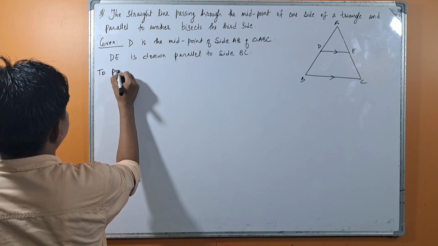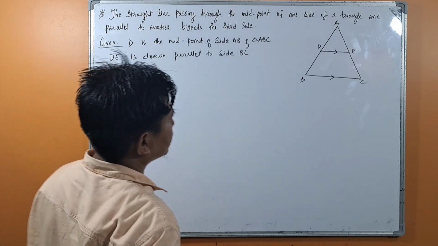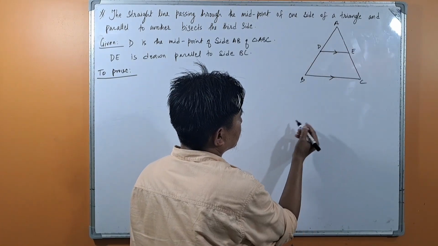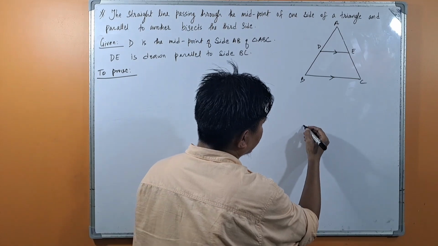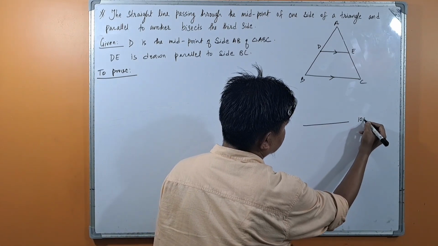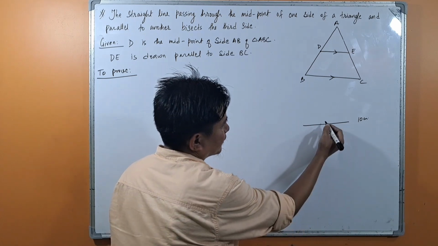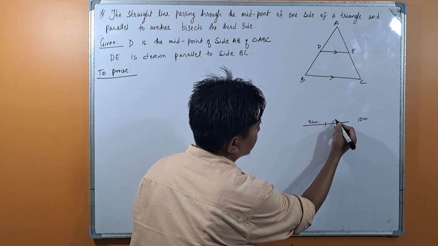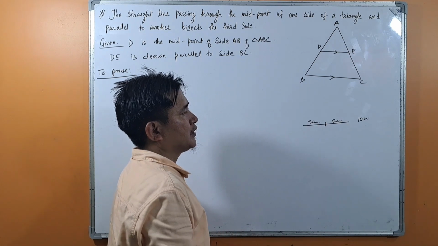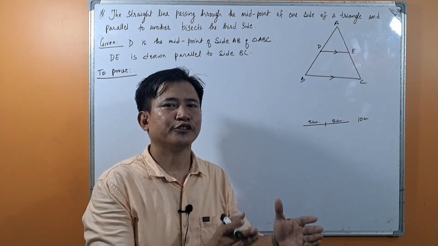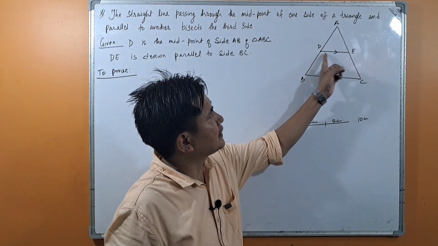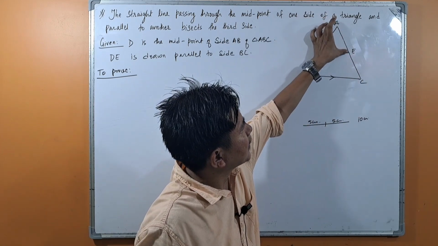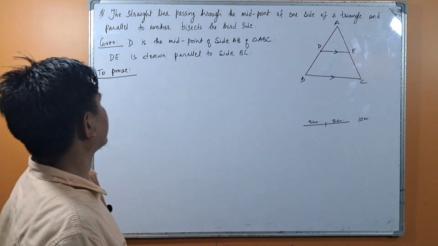To prove: we are asked to prove DE bisects AC. Now let us first understand the term bisect. If I have a line segment of length 10 centimeter and I bisect it, that means this line segment will be divided into two parts measuring 5 centimeter on either side. That means bisect means to divide into two equal parts. So if I say DE bisects AC, that means AC will be divided into two equal parts, that is AE will be equal to EC. That is what we are asked to prove.